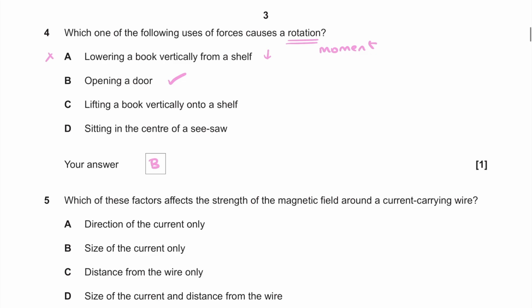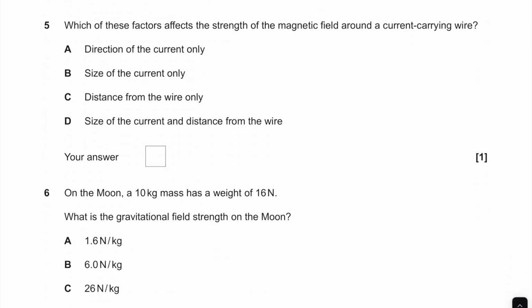Question number 5. Which of these factors affect the strength of the magnetic field around a current carrying wire? We know that force is equal to BIL, so the magnetic field strength gets affected by the force, the current, and the length. So D is the answer here.